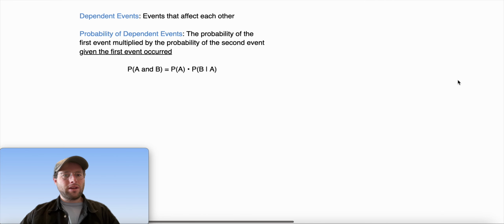All right, dependent events. Dependent events are events that do affect each other. The probability of dependent events is the probability of the first event multiplied by the probability of the second event given the first event occurred. In symbolized form, this is the probability of A and B equals the probability of A times the probability of B given A. And finding the probability of B given A is known as conditional probability.